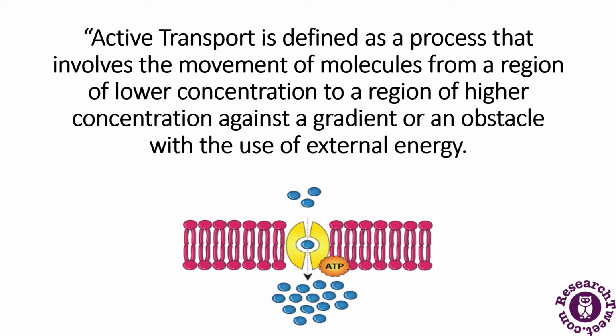Active transport is basically defined as a process that involves the movement of molecules from a region of a lower concentration to a region of a higher concentration against a gradient or an obstacle with the use of external energy. So here you can see this is the image showing the active transport. The molecules are moving from a lower concentration to a higher concentration. And the external energy, for example ATP, is the external energy which is required here. So this is the diagrammatic representation of how the active transport process takes place.